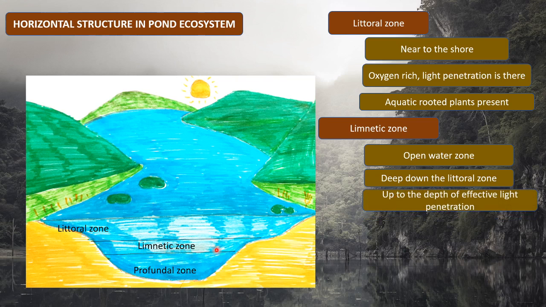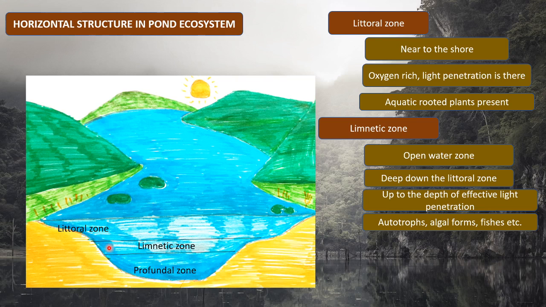This limnetic zone is applicable only up to the depth of effective light penetration. So this is the depth up to which light can penetrate. Sun rays can penetrate up to this level. This is the zone of saturation of effective light, so light will be able to penetrate only up to this zone. So in the limnetic zone we can observe all kinds of autotrophs like algae, and also many animal species like fish.